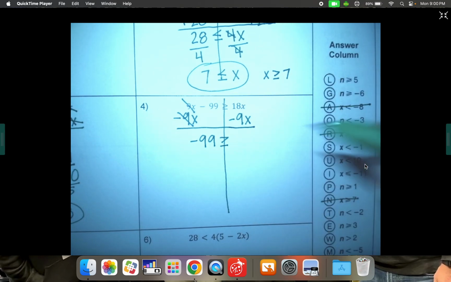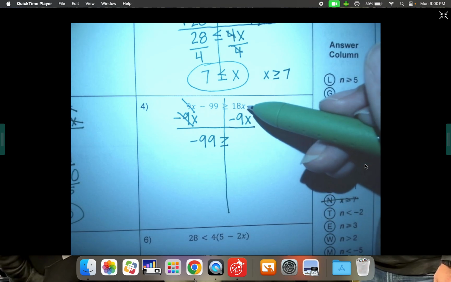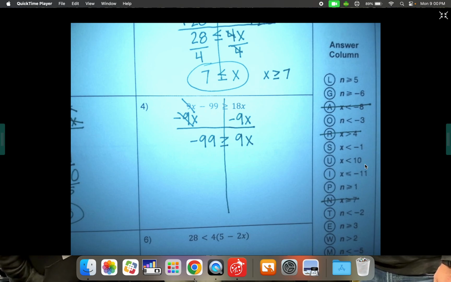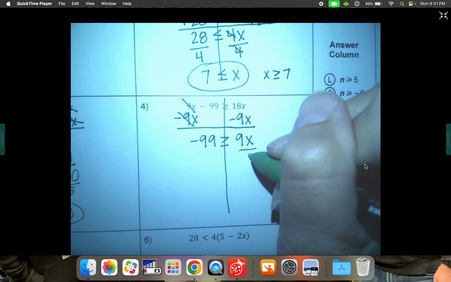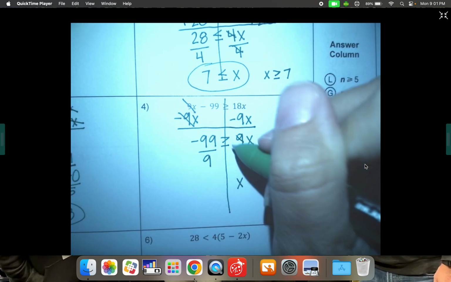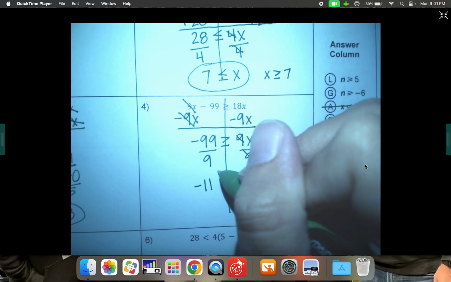Bring down your symbol. 18x minus 9x, you can subtract because they both have x's. That would be 9x. And then the last step I'm going to do is divide by 9. Remember, I'm dividing by a positive, so I do not need to flip the symbol. Keep it exactly how it is. Negative 99 divided by 9 is negative 11.